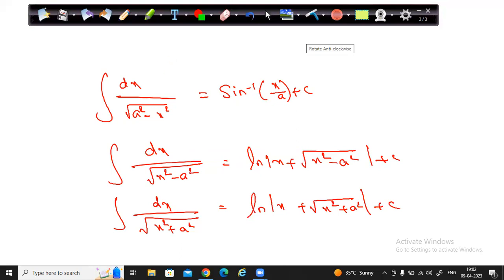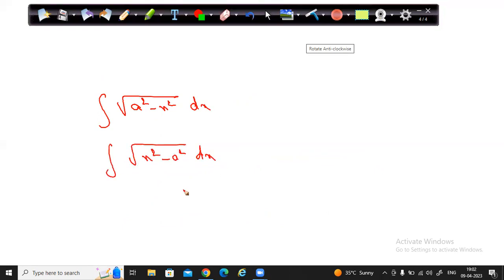We also have the integral of root of a square minus x square into dx, root of x square minus a square into dx, and root of x square plus a square into dx. We also have these formulas. It is advisable to know these formulas also. They can ask you questions based on this. Even this is there in the formulas.